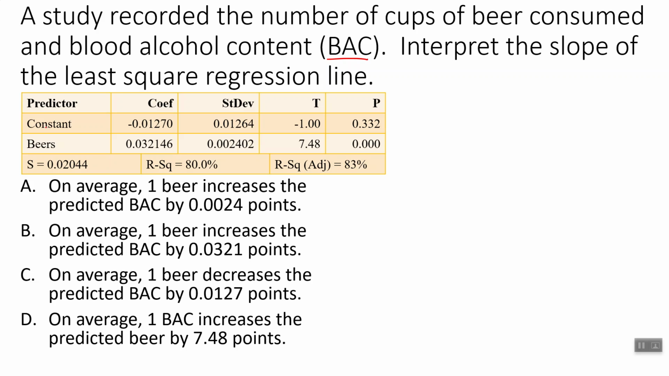If we look at our predictor, we've got our constant. That's our A, our y-intercept. Here our x is beers, so our slope B is right there. That means we can cancel out the ones that don't have that number. It's not that one, it's not that one, it's not that one. It's got to be the one that has the slope. So the sentence is: on average, for each 1 beer increase, the predicted blood alcohol content increases by 0.321. The sentence is slightly different here, but it's close to what we write for our sentence. Close enough works.